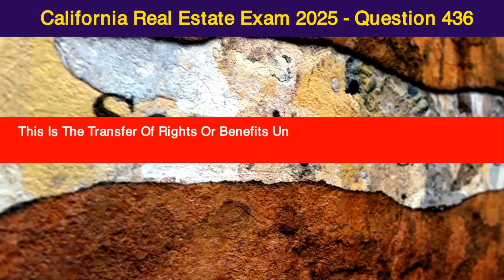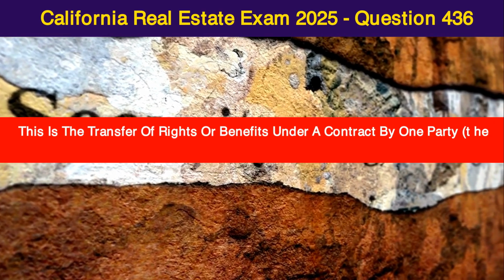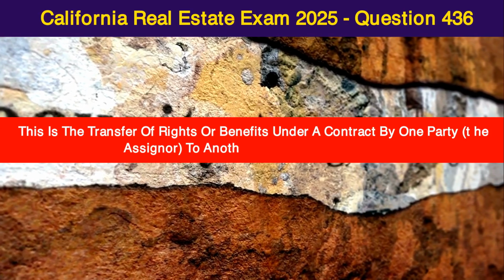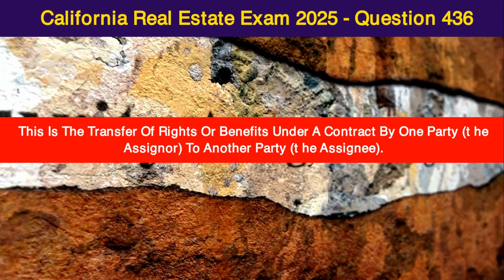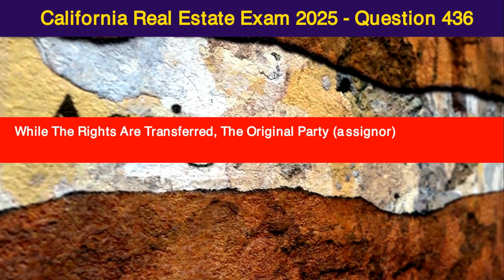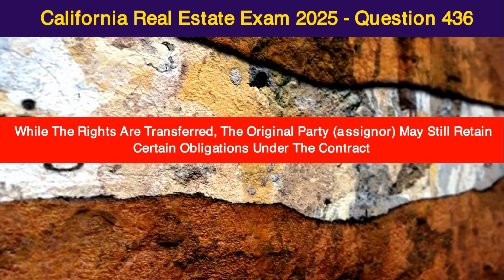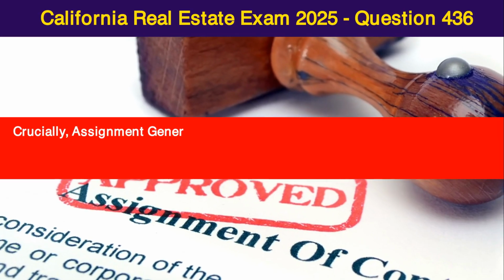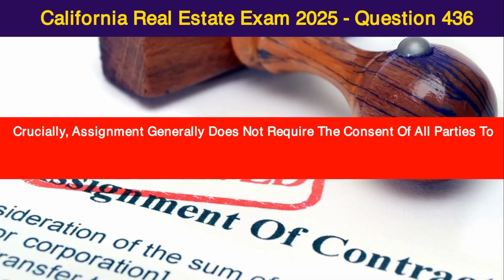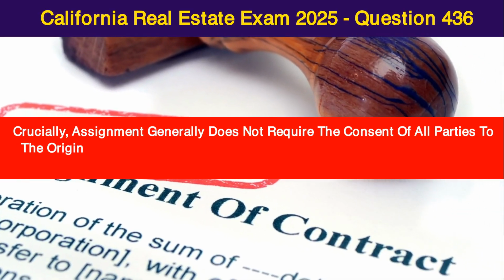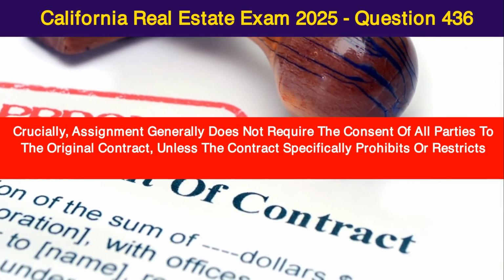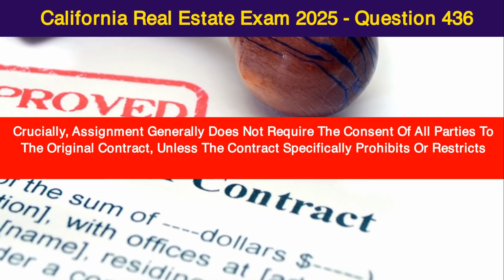This is the transfer of rights or benefits under a contract by one party, the assigner, to another party, the assignee. While the rights are transferred, the original party, the assigner, may still retain certain obligations under the contract. Crucially, assignment generally does not require the consent of all parties to the original contract, unless the contract specifically prohibits or restricts assignment.